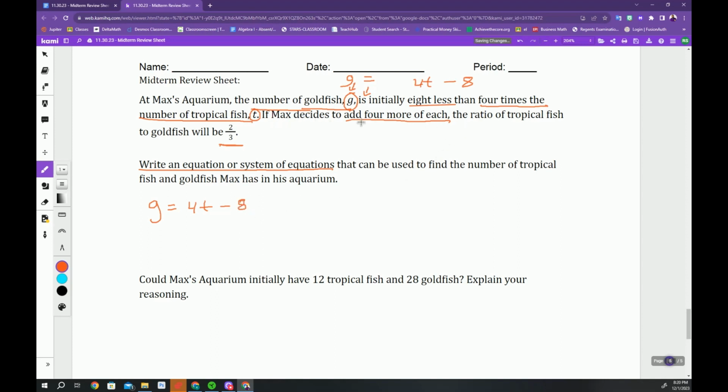Our second equation is a little trickier. It says if Max decides to add 4 more of each, the ratio of tropical fish to goldfish will be 2 to 3. So tropical fish we know is T. And it's a ratio, so T over G, which is goldfish, and we're going to add 4 to both of them. And the ratio of adding 4 to both is equal to 2 over 3. This is our second equation.